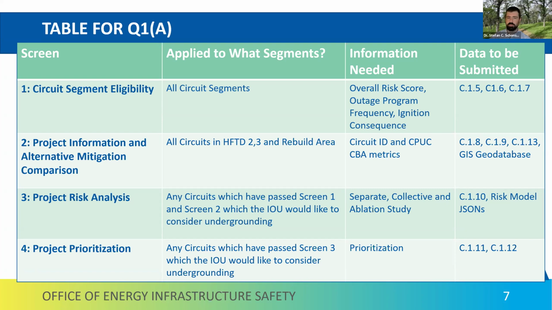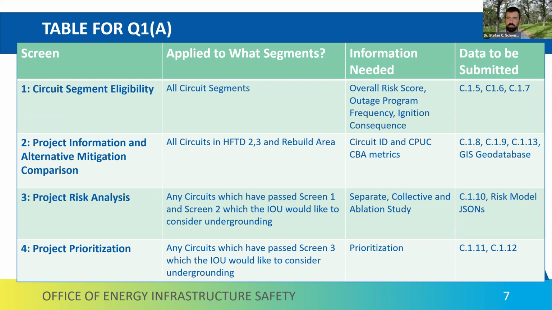Screen 3, the project risk analysis, gets applied to any circuits which have passed through the first 2 screens, and which the IOU would like to continue considering for undergrounding. At this point, the IOU has to compute the separate collective and ablation studies, and they report it in the screen 3 table, which is C110, as well as through the risk model JSON.